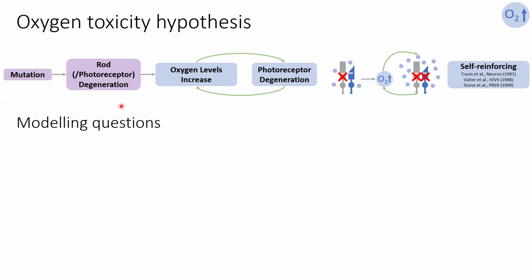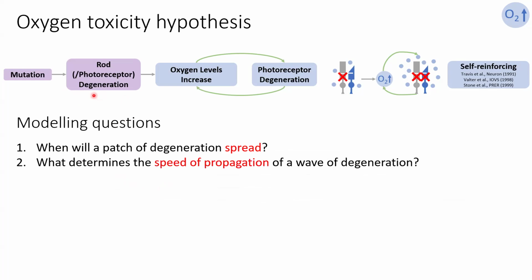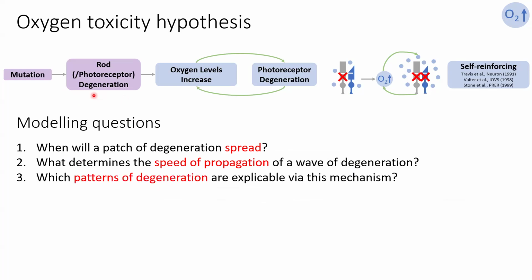So I'd like to develop a mathematical model and use that to answer, for the purposes of this presentation, 3 questions. The first is, when will a patch of degeneration spread? I mentioned that degeneration starts in small patches which spread and coalesce. So under what conditions, under the oxygen toxicity hypothesis, will a patch remain fixed in its size, and when will it spread and get bigger? The second question is, what determines the speed of propagation of a wave of degeneration? So if it does spread out, what determines how fast that happens? And last, which spatiotemporal patterns of degeneration are explicable via this mechanism, and how does that compare to what you would see in a human eye?